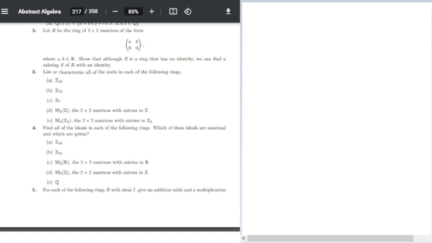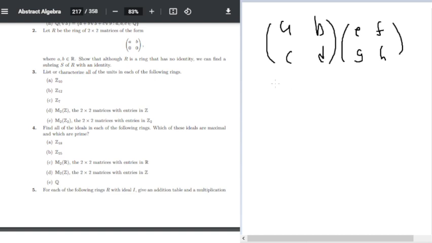So M2Z, the 2 by 2 matrices with entries in Z. Okay. So we want to find the matrix A, B, C, D times E, F, G, H minus 1, 0, 0, 1 is equal to 0, 0, 0, 0.